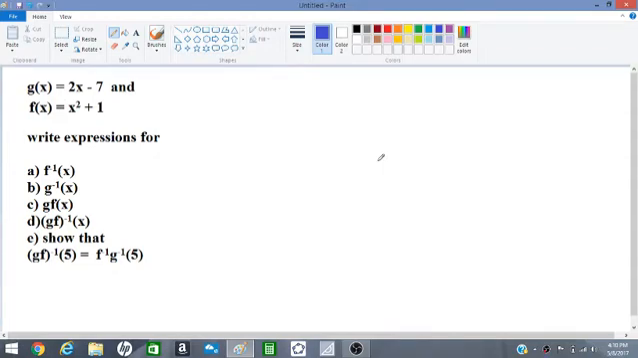Let's work out this functions question. We have two functions, g and f. Let's go with part A. Find f inverse of x.